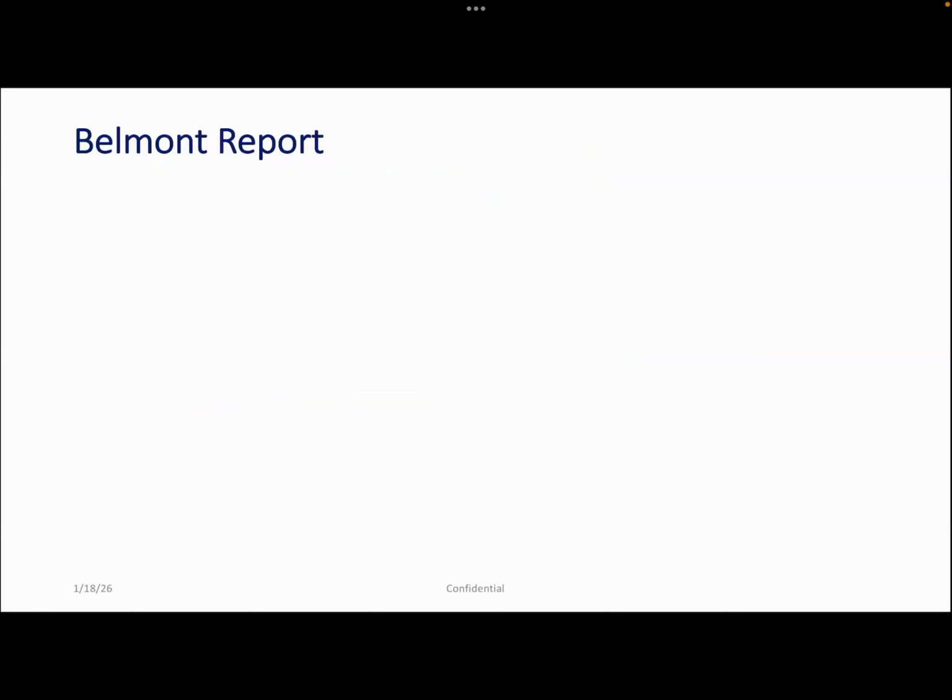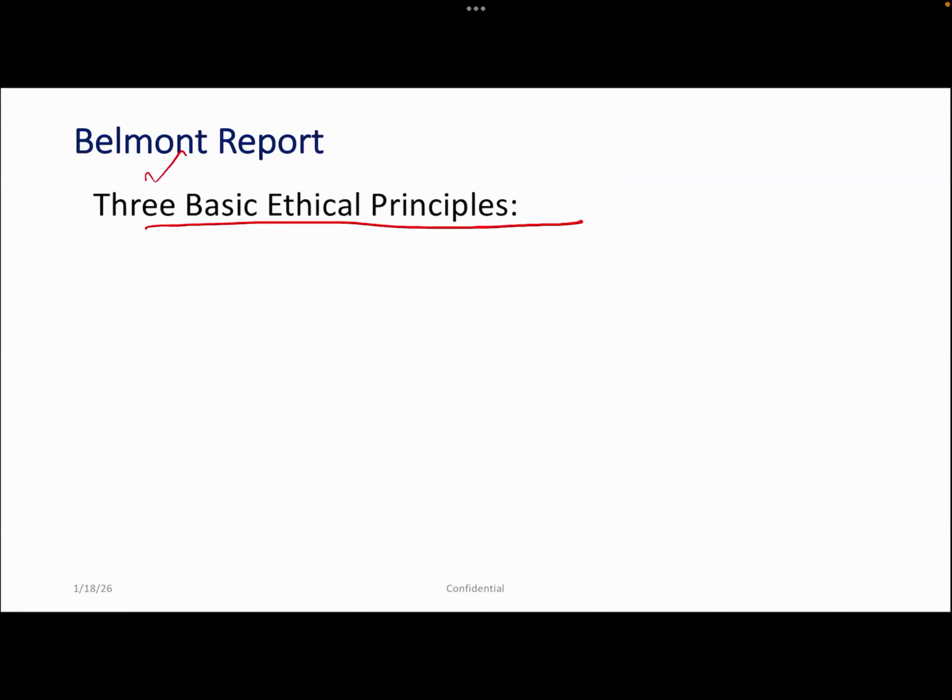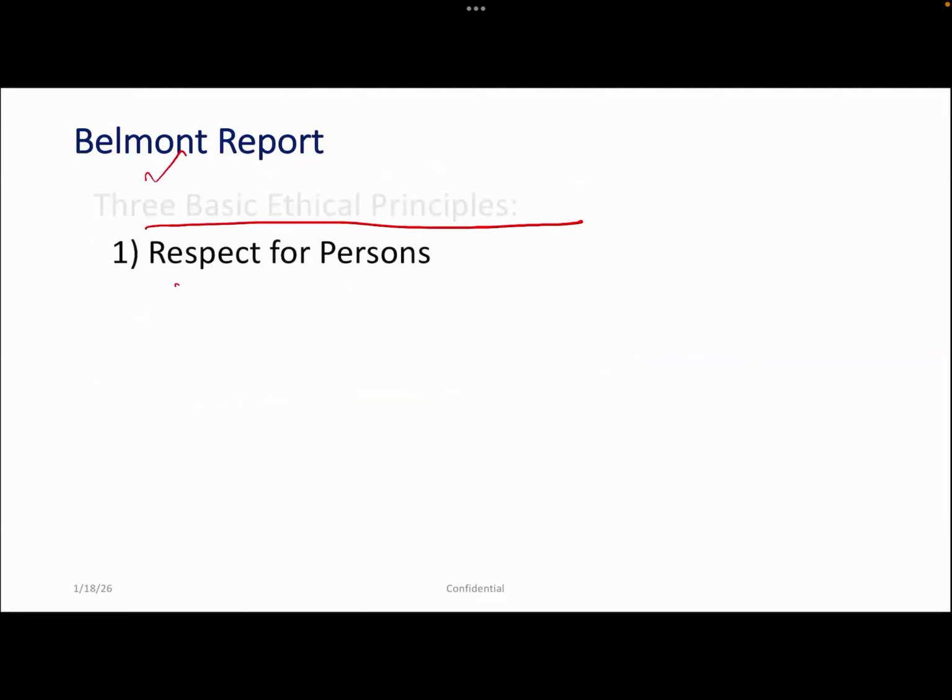So that's why these three basic ethical principles are very important. First is respect for a person. Now, how will you show respect to a person in a practical scenario?